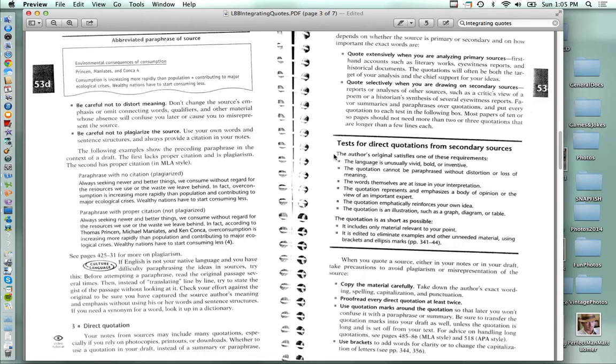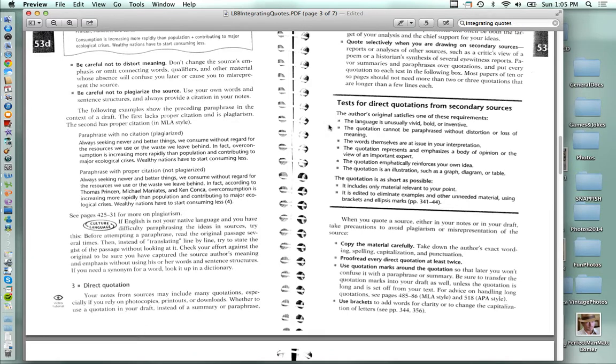So, tests for direct quotations from secondary sources: the original author's language satisfies one of these requirements. The language is unusually vivid, bold, or inventive. The quotation cannot be paraphrased without distortion and loss of meaning. The words themselves are at issue in your interpretation. The quotation represents and emphasizes a body of opinion or the view of an important expert. The quotation emphatically reinforces your own idea.